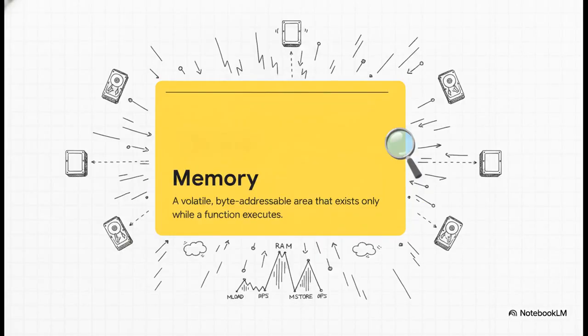And that is exactly where memory comes in. Think of this as your temporary RAM. It's a volatile, byte-addressable workspace that only exists while a function is actually executing. And then, poof, it's totally erased. It's much cheaper and prioritizes quick execution. But beware, it expands dynamically as you use it, and those gas costs grow quadratically.